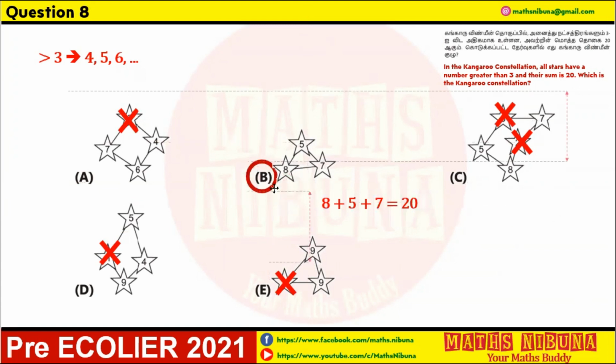It is according to the statements given here. We have two statements. One is it must be greater than 3. The second statement is the sum must be 20. So the answer is B.